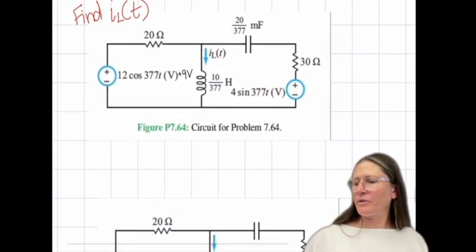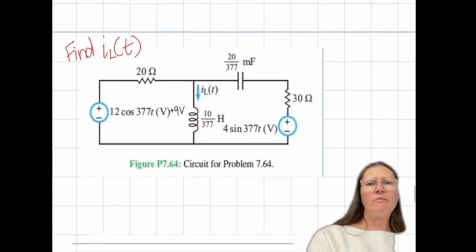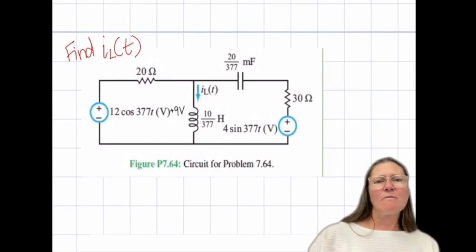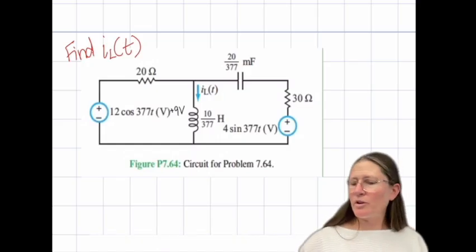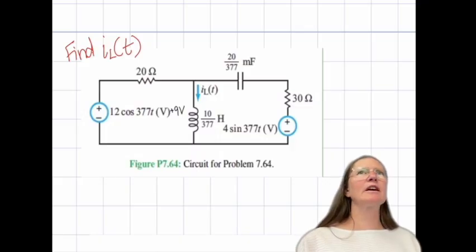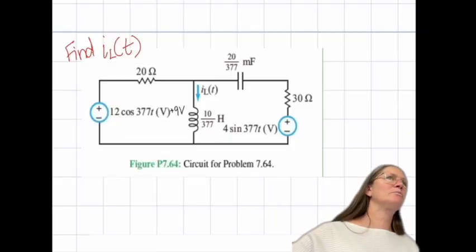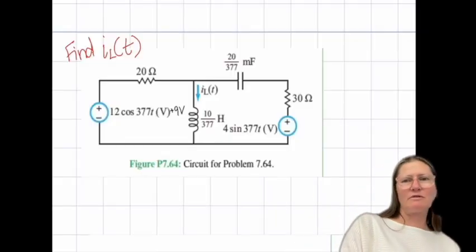All right, so for this one, find IL of t. And note that for the voltage source on the left, you have a DC and an AC signal there. So you're going to have to do both solutions.